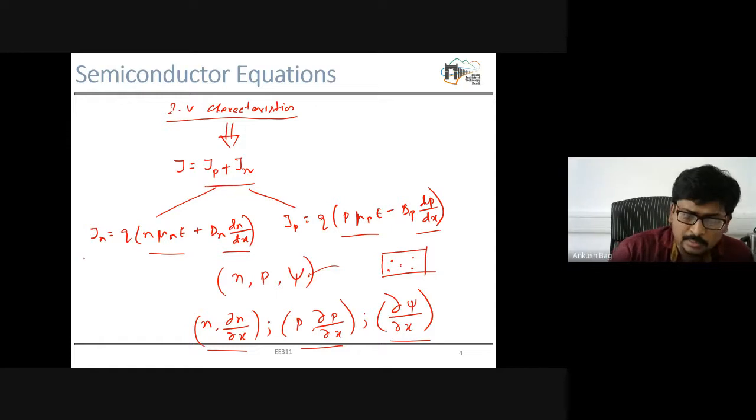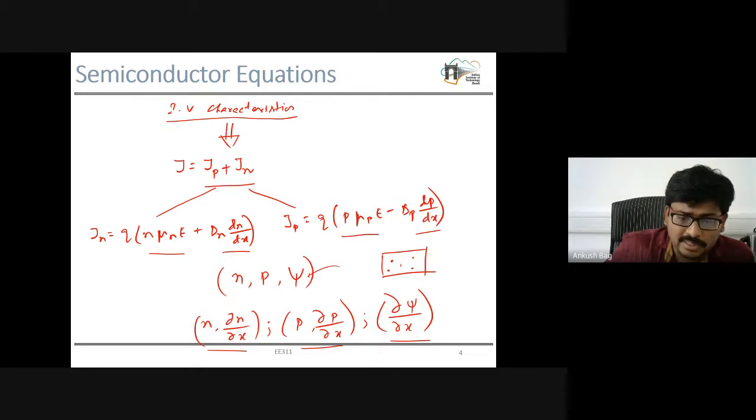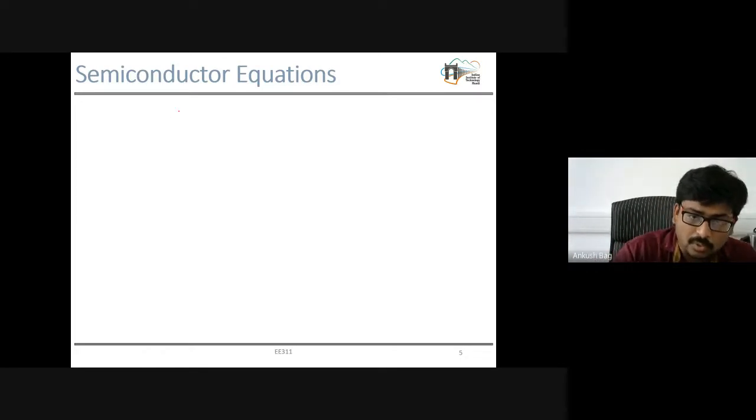Now, following these three parameters, how do we calculate them, or how do we understand these three parameters in more detail? Then we need to understand a few equations. The first equation, I should have continued from the previous slide, is Poisson's equation.